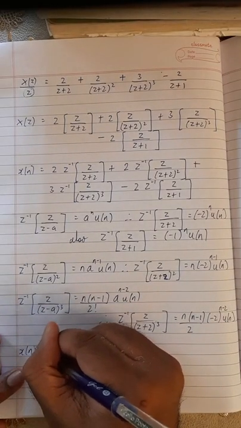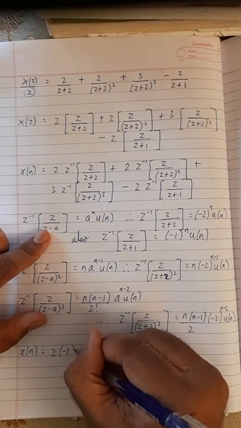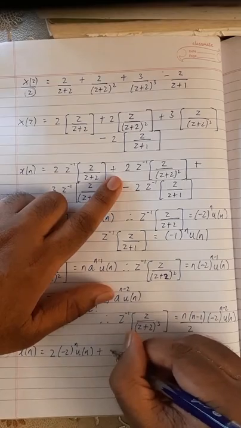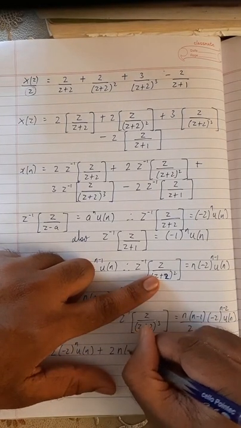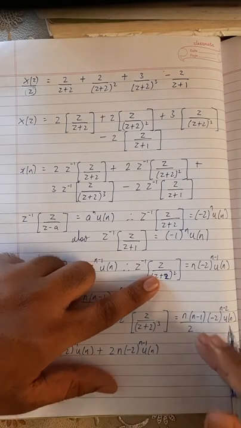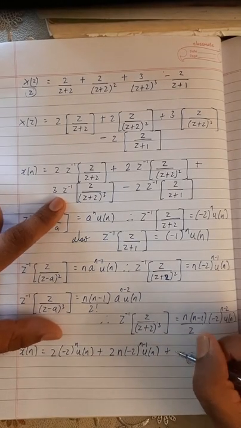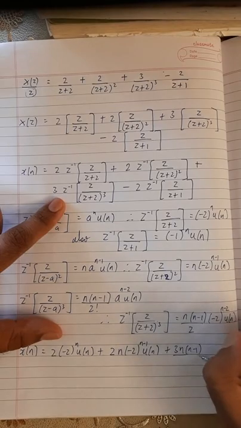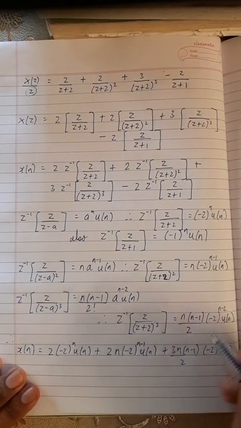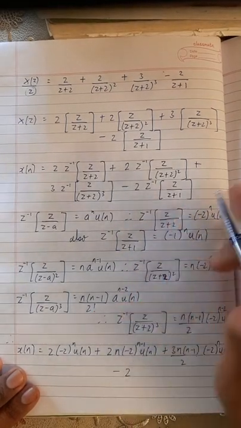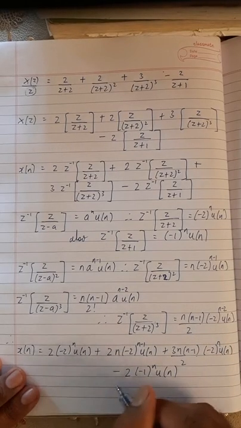Therefore x of n is equal to 2 into (-2) raised to n u of n, plus 2 into z/(z+2) the whole square, which is nothing but n into (-2) raised to n-1 u of n, then plus 3 into z inverse of z/(z+2) the whole cube, which is nothing but 3n(n-1)/2 into (-2) raised to n-2 u of n, plus minus 2 and z inverse of z/(z+1), which is (-1) raised to n u of n. So this is your final answer. Okay.